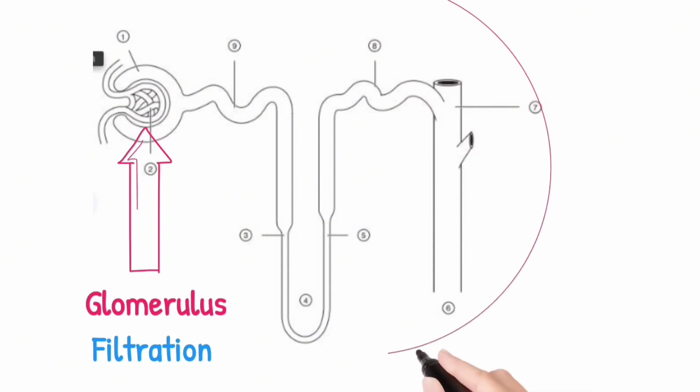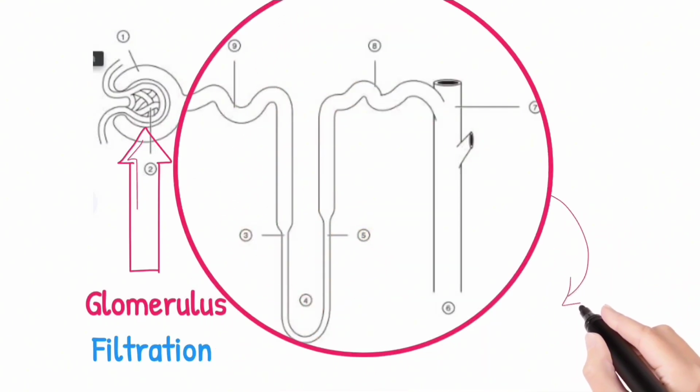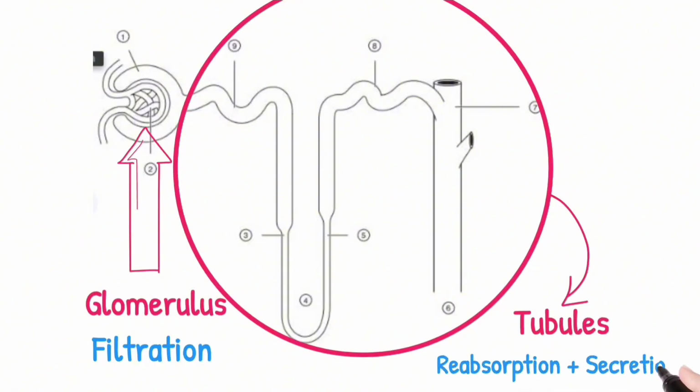The second part of the nephron is the tubular part. After the filtrate, or pre-urine, passes by the glomerulus, it reaches the tubules, which further adjust the fluid by two processes. We call them reabsorption and secretion, by preserving molecules that the body needs and getting rid of excess or toxic molecules that the body wants to get rid of. So according to the body's needs, reabsorption and secretion take place in the tubules.